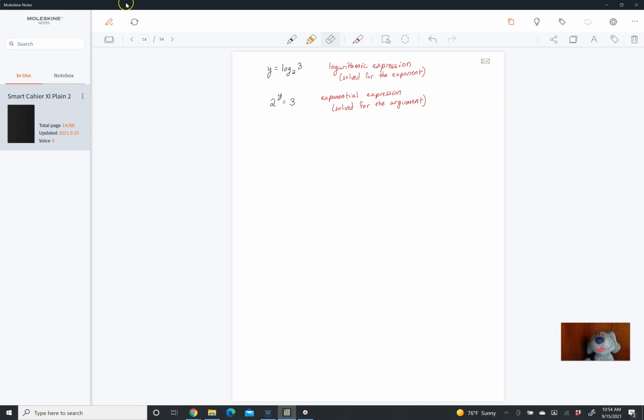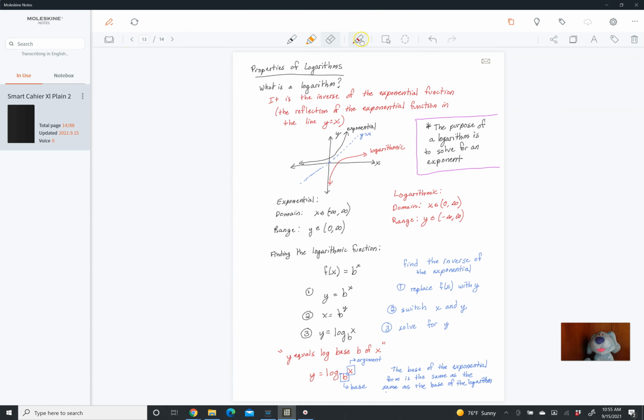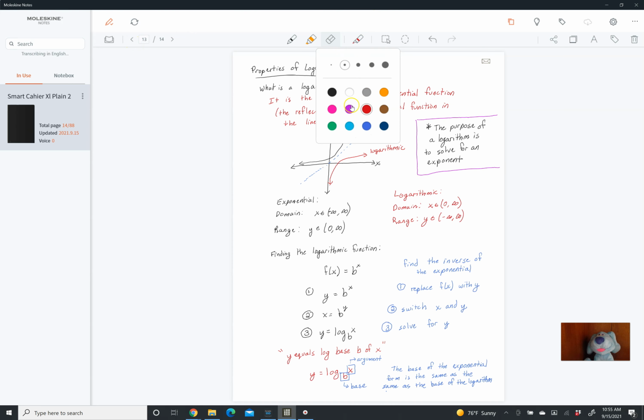And I'm actually going to go back to the previous page. I don't know if this was 100% clear. This y is your exponent. So in every logarithmic expression, we have an exponent, we have a base, and we have an argument. Same thing is true for every exponential expression. Okay, so let's just do a bunch of going back and forth.